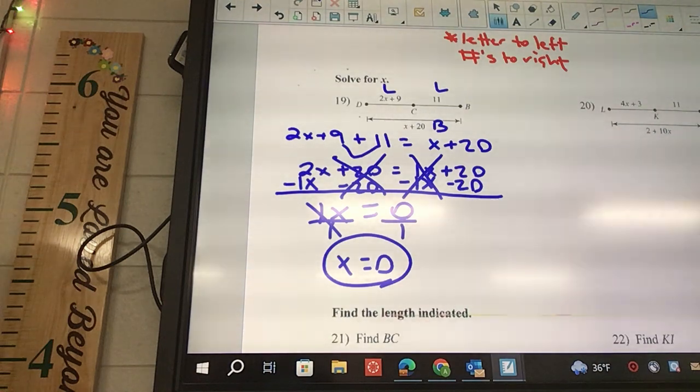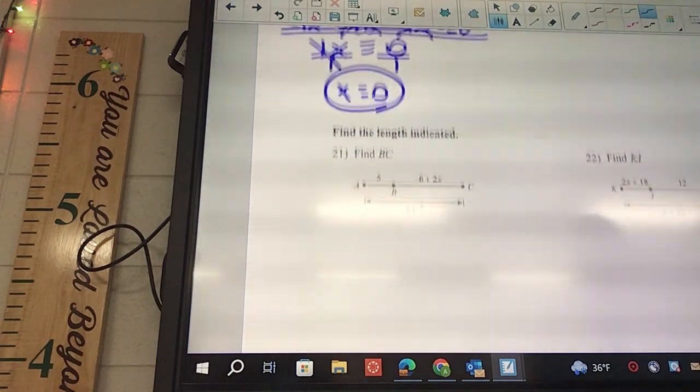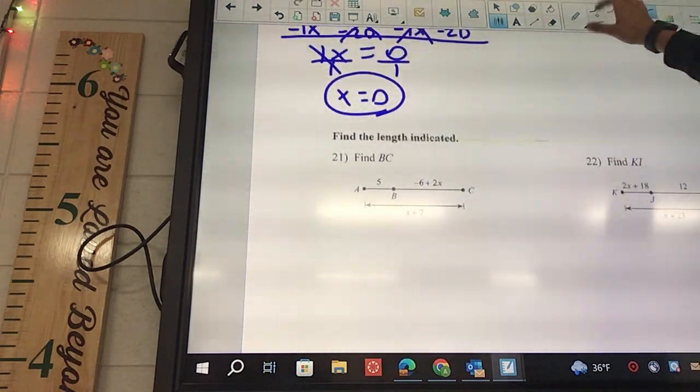The one thing I want you to pay attention to, what did the instructions say? So for X. If you look at 21, what do the instructions say? Find the length indicated, what does it tell you to find? BC. So, on the next one, we have to find the X and then plug it back in. We need to find whatever length it's telling us. So please pay attention to the instructions when you're doing your exam, okay?